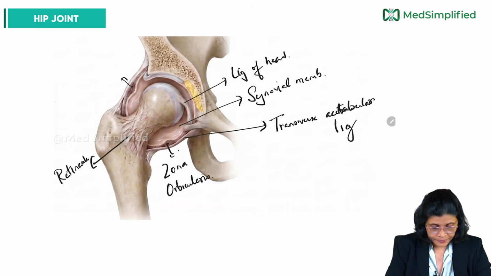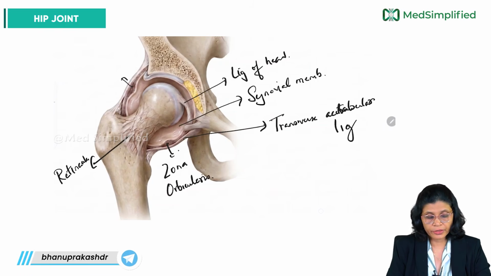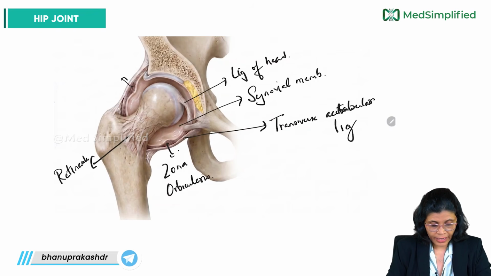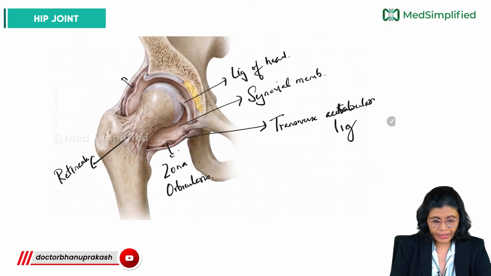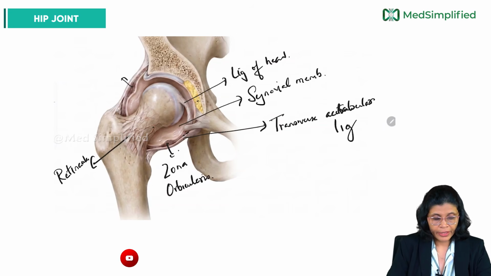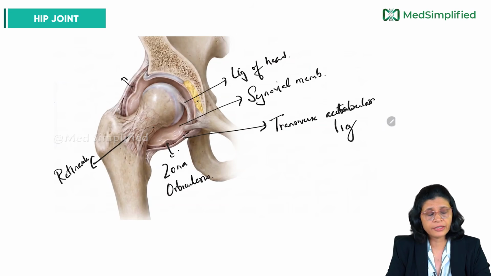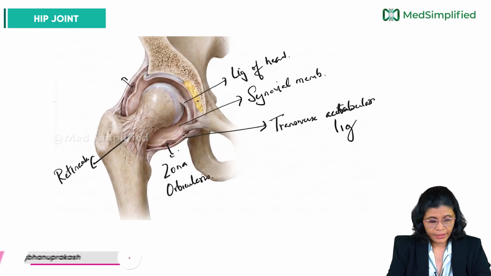So here this is the synovial membrane, which lines the capsule of the joint. It lines the inner aspect of the fibrous capsule as well as the intracapsular portion of the femoral neck, the acetabular labrum, both the surfaces here, the transverse acetabular ligament, the ligamentum teres, as well as the fat among the articular surfaces. It lines all these things.